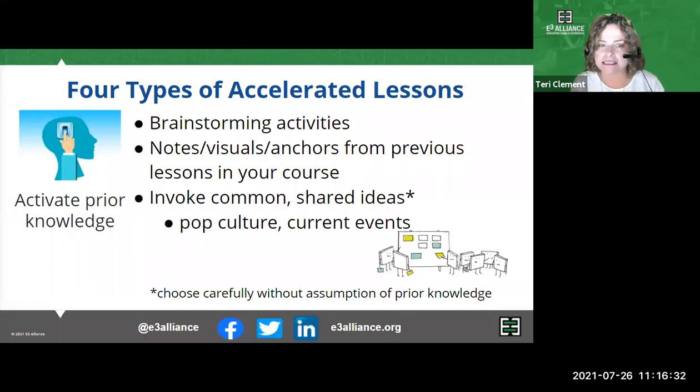Let's look deeply at this first type of an accelerated lesson, activating prior knowledge. This is where we really want to see, do the students have some experience, something we can build on and really leverage as we begin to prepare to go into some new concepts or some new learning.